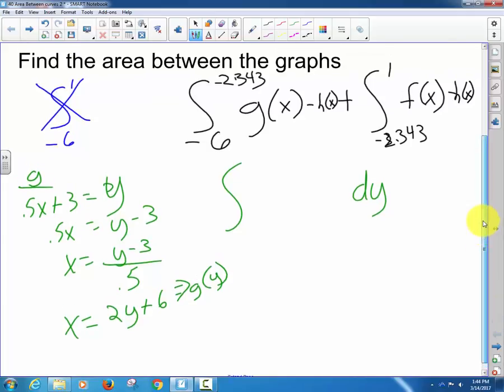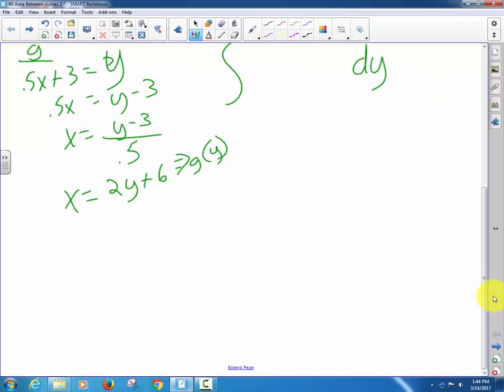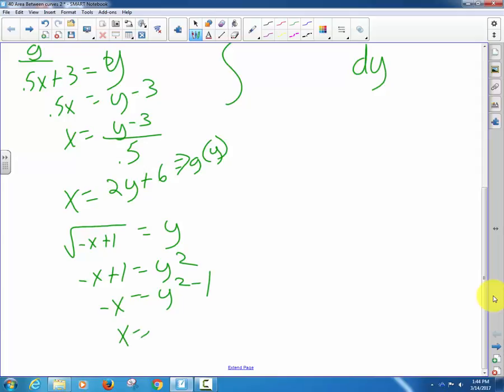Let's do the same thing for our other function. We had the square root of negative x plus 1. So what's the first thing we need to do to get x by itself with that function there? Square both sides, so we get negative x plus 1 equals y squared. Negative x equals y squared minus 1, or x equals 1 minus y squared. So that's what our f function is in terms of y.